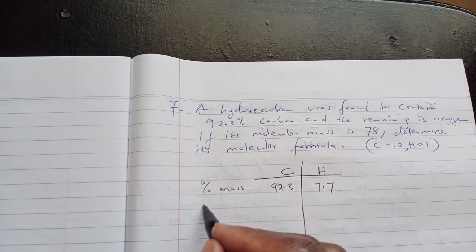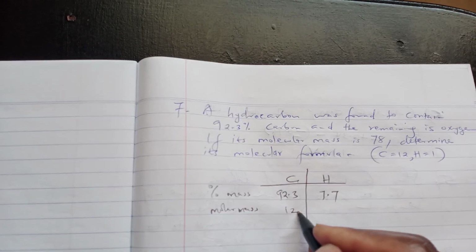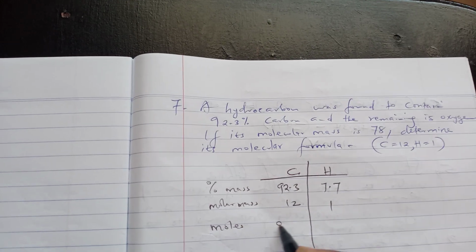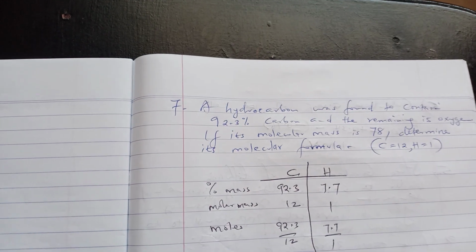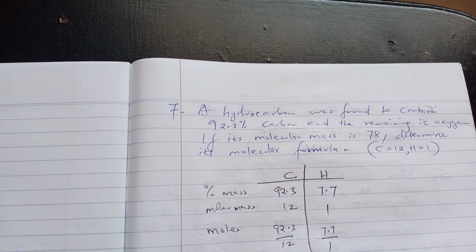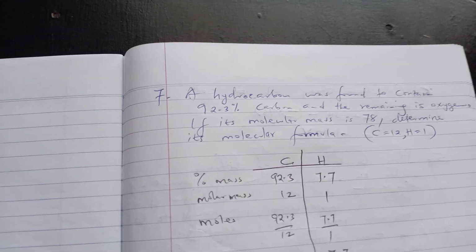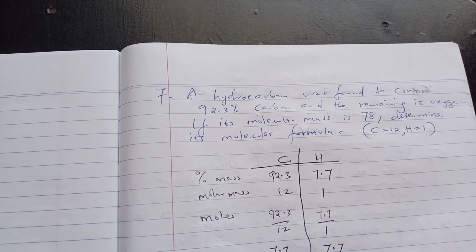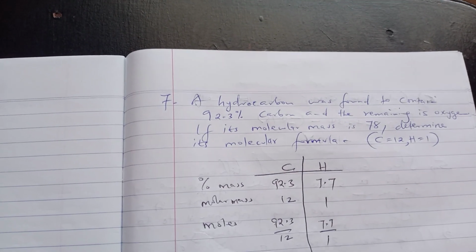And then what else are you having there? You're having molar mass. Carbon is 12, hydrogen is 1. And then if you have the 2, you can get moles. So you take 92.3 over 12, 7.7 over 1. This one gives you 7.7, 7.7. What do you do next? We said you look for the mole ratio. You simplify the number of moles. So the mole ratio will be 7.7 divided by 7.7, 7.7 by 7.7. You have a ratio of 1:1.